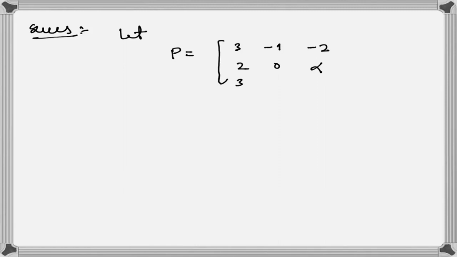Okay, so let's solve another problem. Question: let P be a 3 cross 3 matrix given by 3 minus 1 minus 2, 2 0 alpha, 3 minus 5 0. So this is a 3 cross 3 matrix where alpha belongs to some real number.